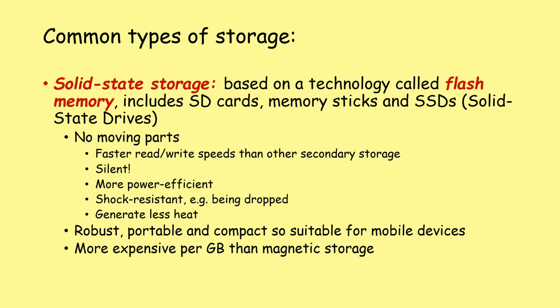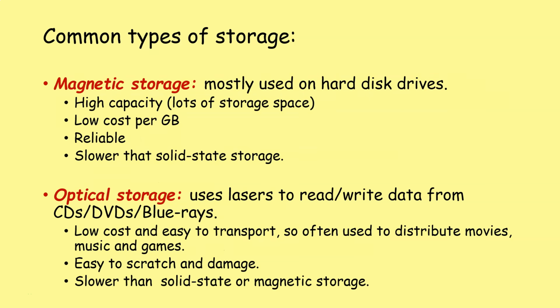Solid-state storage is robust, portable, and compact, so it is very suitable for mobile devices. However, it is more expensive per gigabyte than magnetic storage. Magnetic storage nowadays is mostly used on hard disk drives, although some people may use magnetic tape for archiving data for the long term. Magnetic storage tends to be very high capacity. You get lots of storage space in a hard disk drive. It is very low cost per gigabyte. It's reliable, but it is slower in terms of read-write speeds than solid-state storage. Magnetic storage is also vulnerable to magnetic fields, and because it has moving parts, those parts will eventually break down, and it's more vulnerable to being dropped or damaged while being moved.